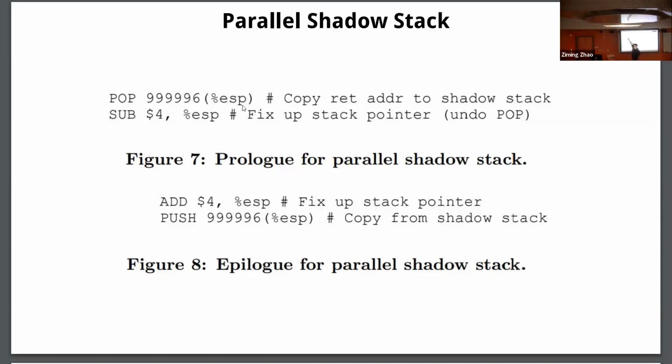Because this is a pop, right? Because this is the instrumentation. After this, without those 2 instrumentations, ESP should point to the return address. So after those, ESP still should point to the return address. That's why we subtract 4.